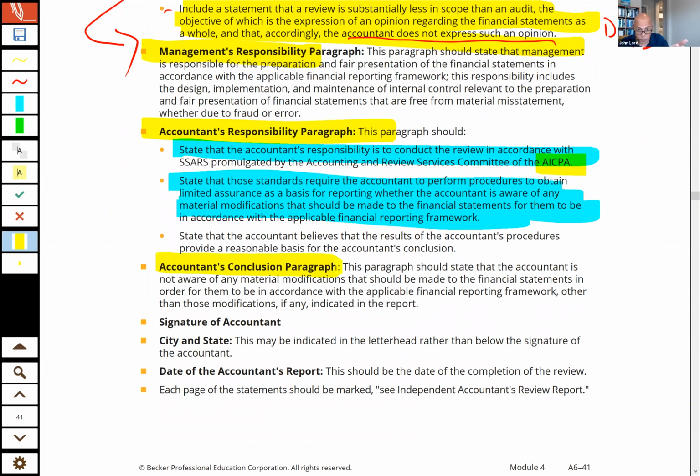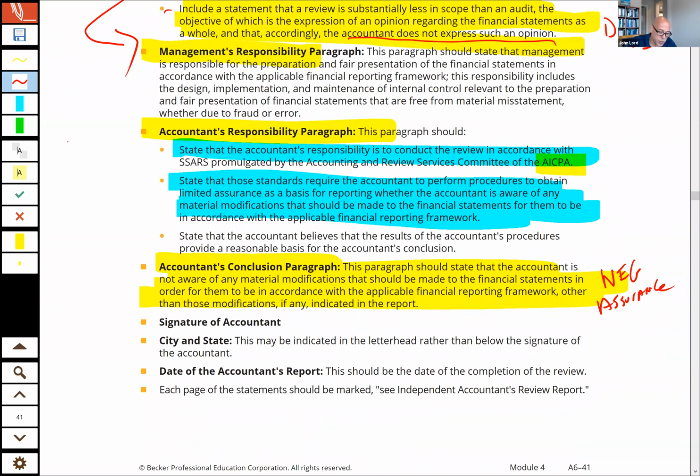They can't call it an opinion paragraph because what? Because we're not giving an opinion, but it is analogous to the opinion paragraph, and at the end we will say, we are not aware of material modifications that need to be made for the financial statements to be in accordance with the applicable framework. In other words, we give what? We give that negative assurance.